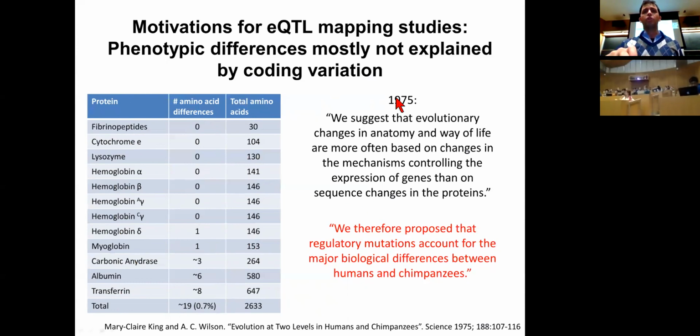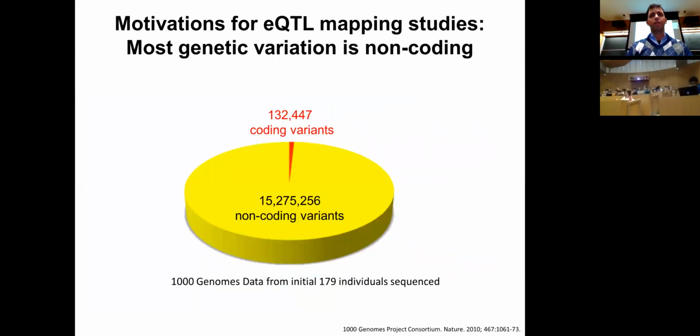So then they had this major supposition that evolutionary changes in anatomy and way of life are more often based on changes in the mechanisms controlling the expression of genes than on sequence changes in the proteins. So that was the first time that the non-coding genome became so prevalent in people's eyes.